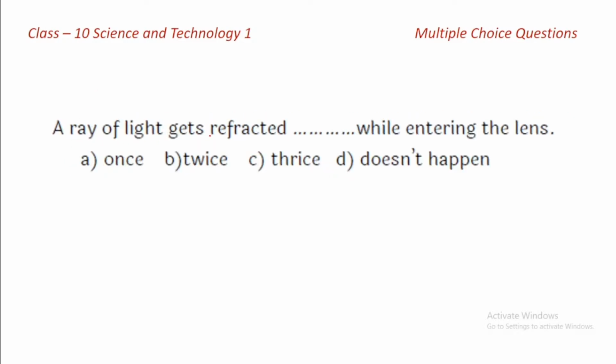A ray of light gets refracted dot dot while entering the lens: once, twice, thrice or doesn't happen. So the correct answer is twice. That is, a ray of light gets refracted twice when entering the lens.